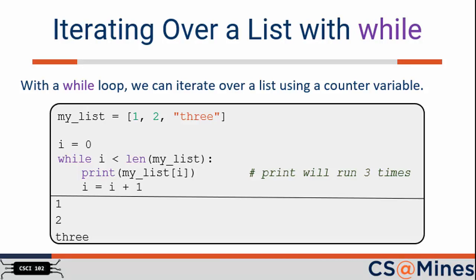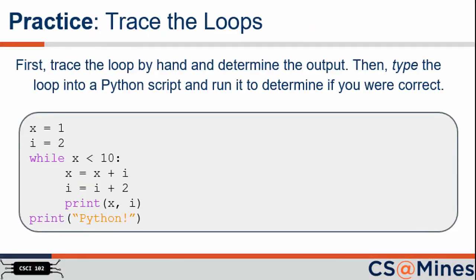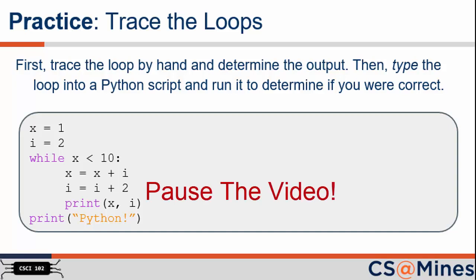Now that you know the basics of while loops, let's jump into a few examples. Please pause the video and practice what you've just learned. That is, first, trace the loop on the slide by hand. We suggest you use pencil and paper to keep track of the values stored in the variables x and i. After you finish tracing the loop, type the loop into a Python file, execute it, and check whether you're correct or not. We'll give you a second to pause the video so you can work through this practice problem.